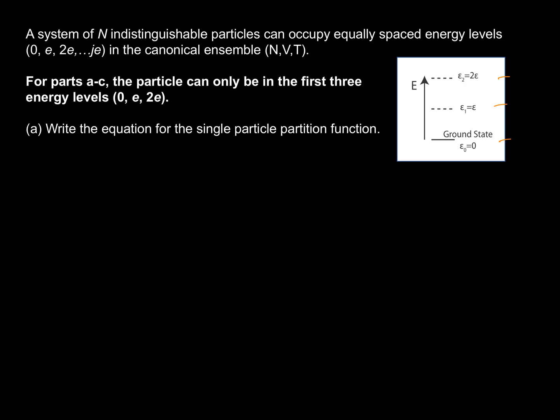So I'll give everyone a hint. Q is what we're solving for here, right? The single particle partition function is equal to the summation over all the possible states scaled by the Boltzmann factor. Right, so how many different states can we have? 3. So you should have 3 entries into your partition function.